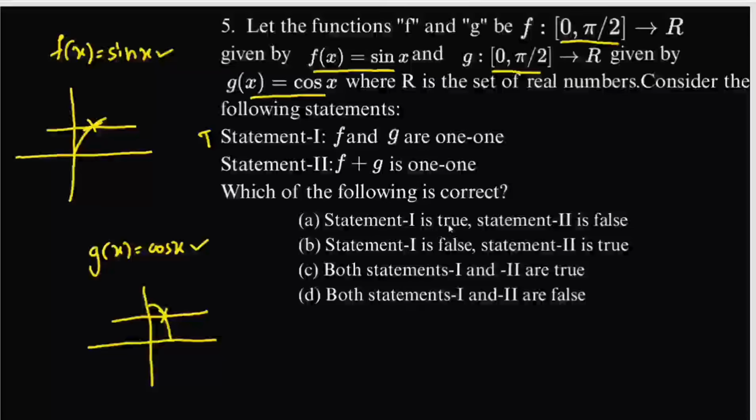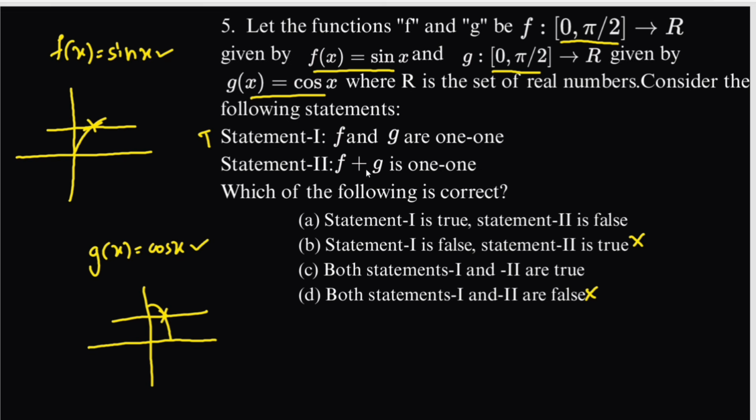Now, see the options. Option A, statement 1 is true. Correct. Statement 1 is false in option B. But we already know that it is true. So I can discard this option. Coming to option D, they have told 1 and 2 are false. But we know statement 1 is true. So we can discard these options. Now we are left with only two options. That is, we have to check whether statement 2 is false or true, because we already know about statement 1.